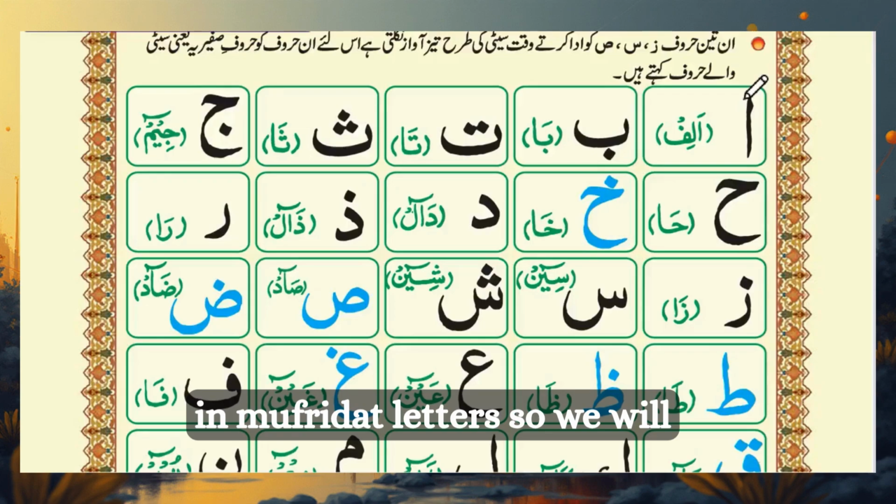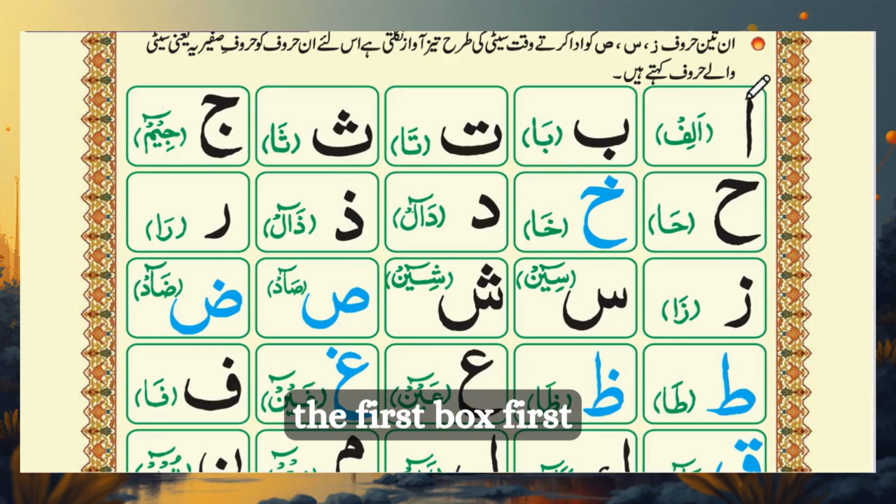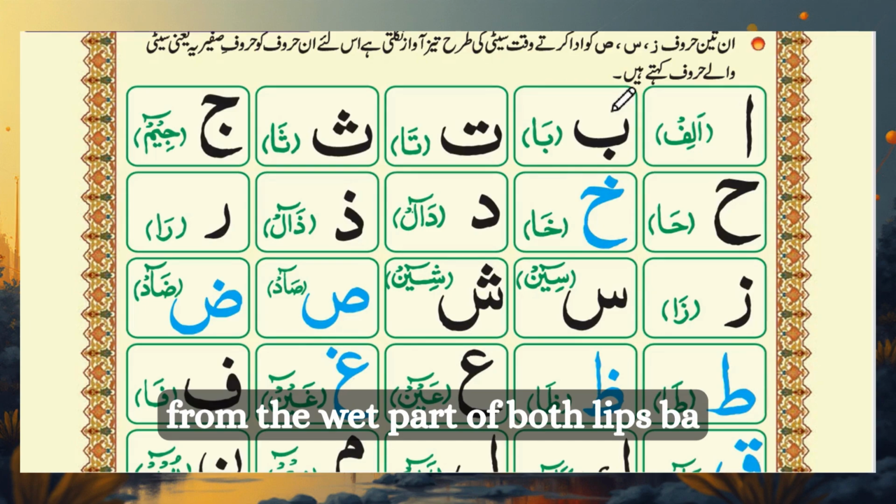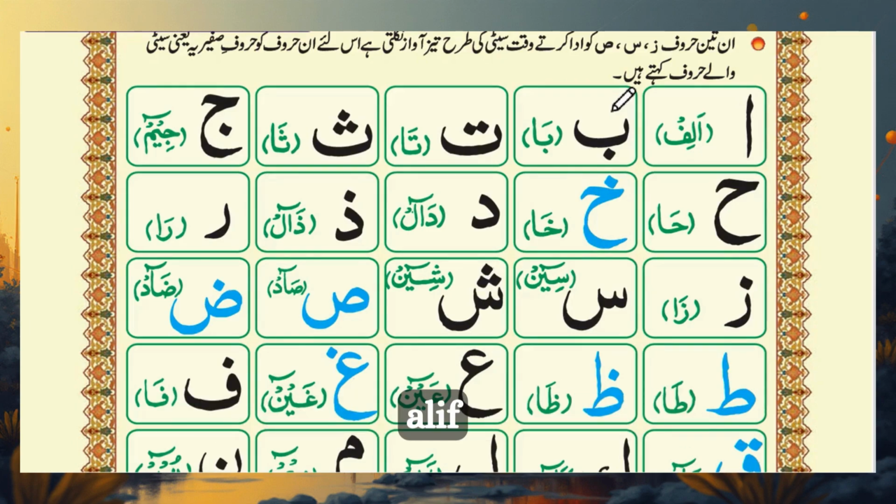In Mufridat Letters, we will learn the Arabic alphabets today. The first letter is Alif. This one is Alif. Ba. Ba we read from the wet part of both lips. Ba. Alif. Ba.